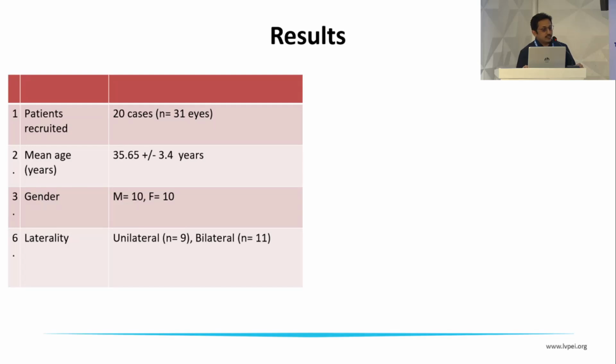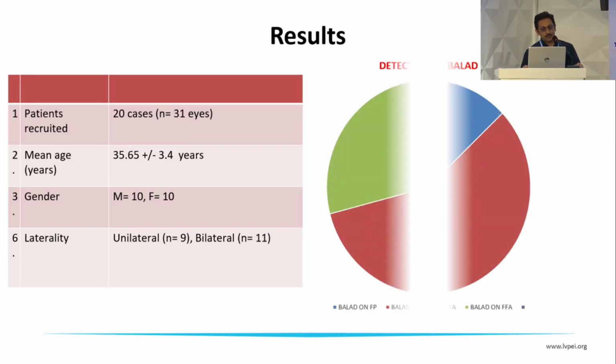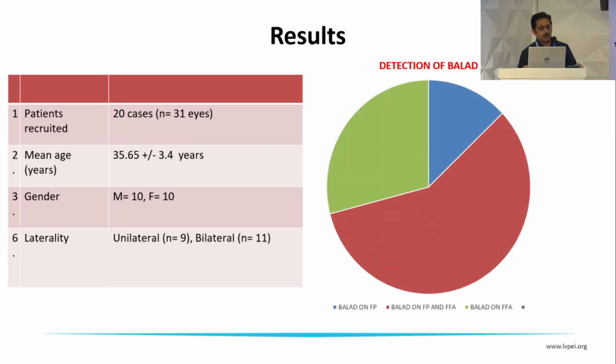If you look at the results, 20 cases were having 31 eyes in total. Mean age was 35.65. We had an equal number of males and females, and laterality was 9 unilateral and 11 bilateral. This is the detection of bacillary layer detachment on fundus photo only. More patients had fundus photo and FFA both. Last but not the least, fewer than 10 patients had it only on FFA.